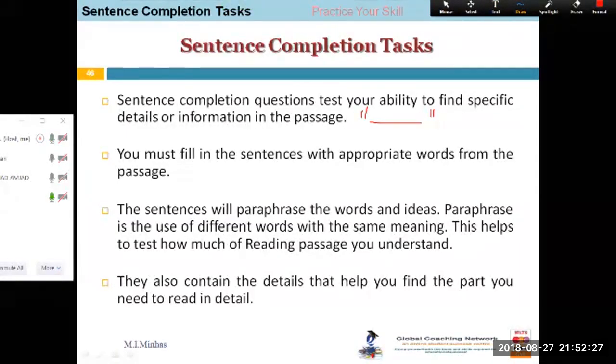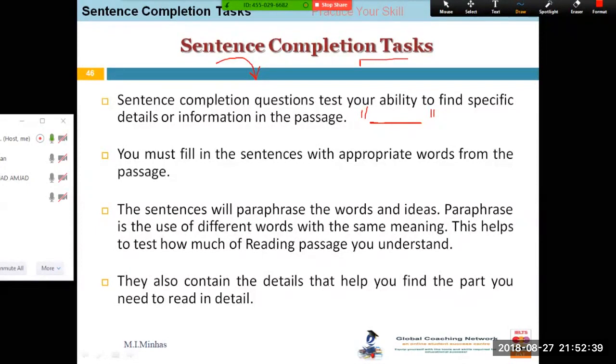So in these kinds of questions, you have to pick some word either from the passage, or sometimes you are given some choices and you have to choose some word from the given options. But either you choose from the passage or you choose from the given choices, you have to complete a sentence by filling in that gap. That's it. By sentence completion, we only mean fill in the blanks. That's it. Clear?